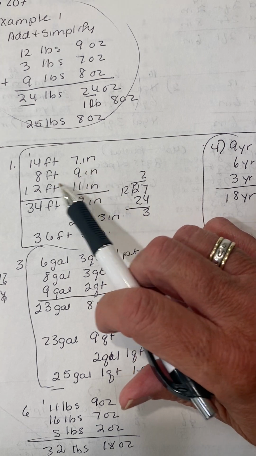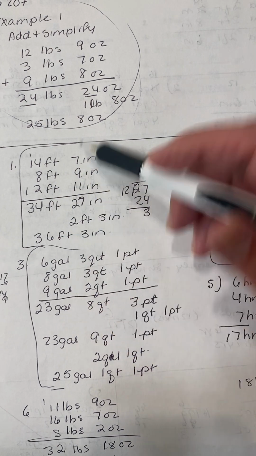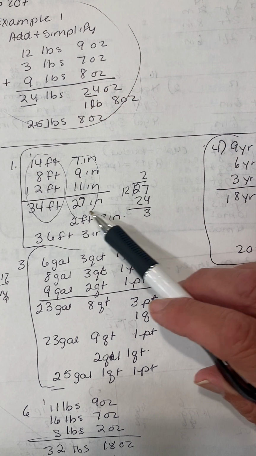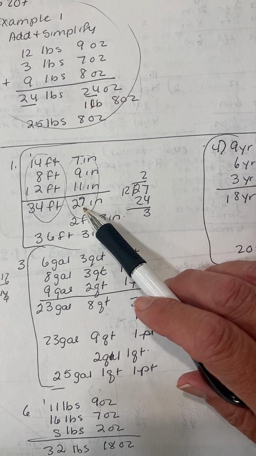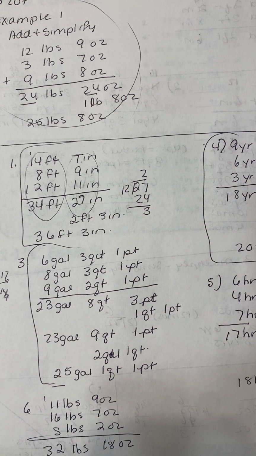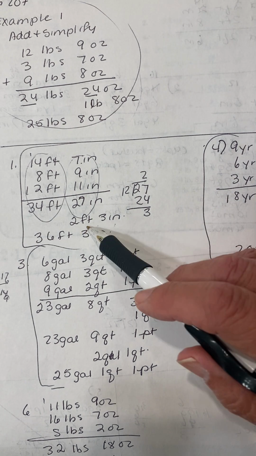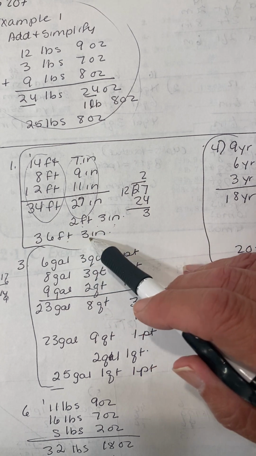14 feet 7 inches, 8 feet 9 inches, 12 feet 11 inches. These are kind of fun to do. You're going to add up this column, and then you're going to see, well, how many inches in a foot? 12. So you're going to divide it by 12. 12 inches are in a foot with 3 left over, so you have 2 feet 3 inches. So you're going to add this 2 feet over to this side. 34 plus 2 is 36 feet and 3 inches.